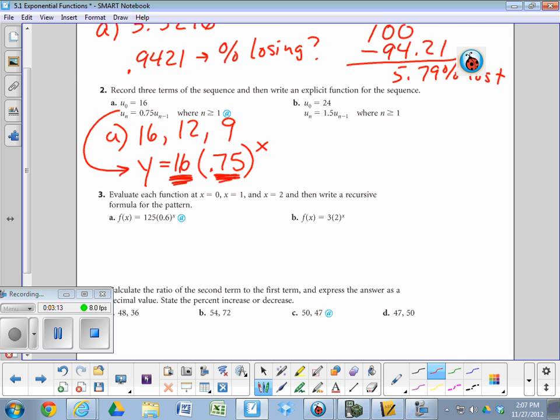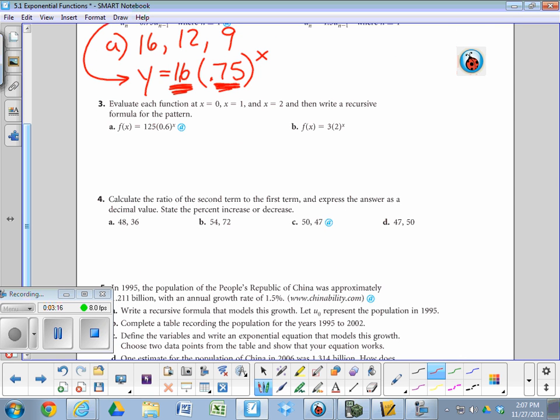These you're just writing out the first 3 terms and then coming up with the recursive formula. So just plug in 0, 1, and 2. What's f of 0? What do you get when you take 125 times something to the 0? No, something to the 0 is 1. And we're going to talk about that tomorrow, why something to the 0 is 1. We're going to prove it. We're going to prove why something to the 0 is 1. So what's 125 times 1? What's 125 times 1? 125, right?